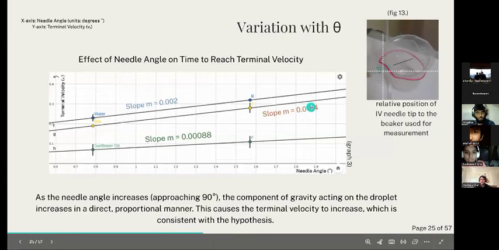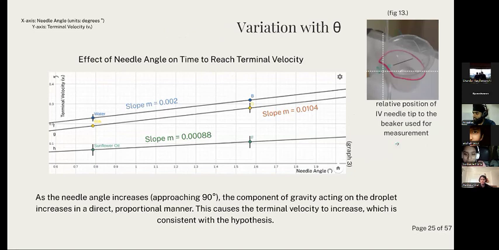The graph has been stated here, which shows that as the needle increases, the component of gravity acting on the droplet increases in a direct proportional manner. This causes the terminal velocity to increase, which is consistent with our hypothesis.